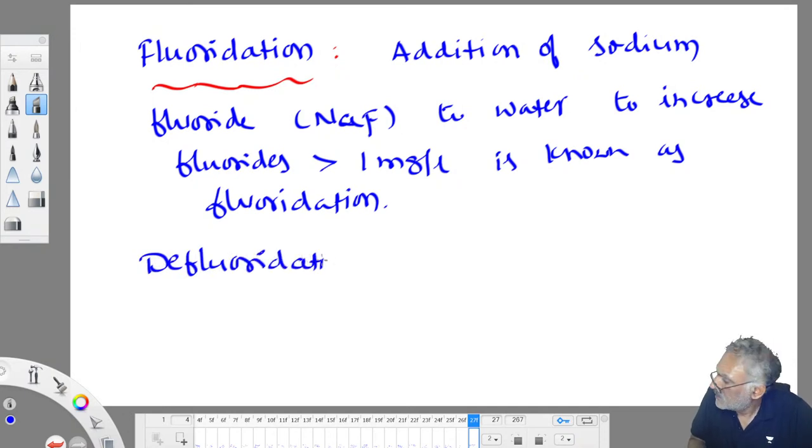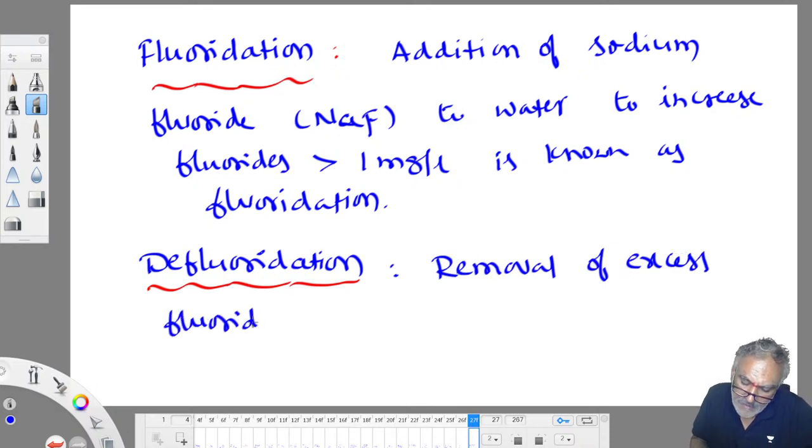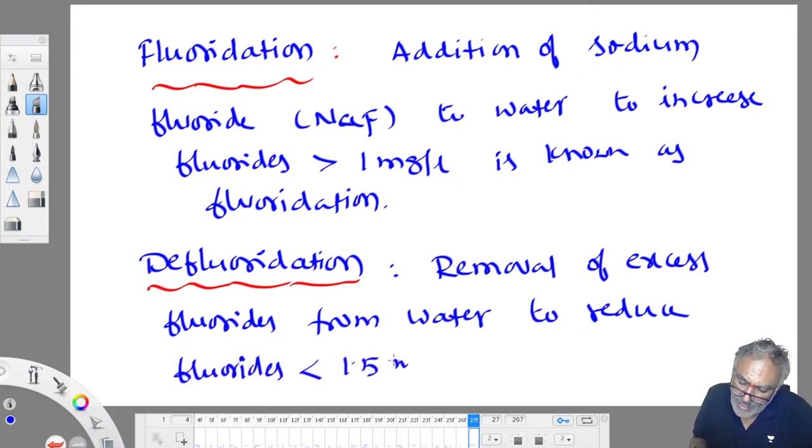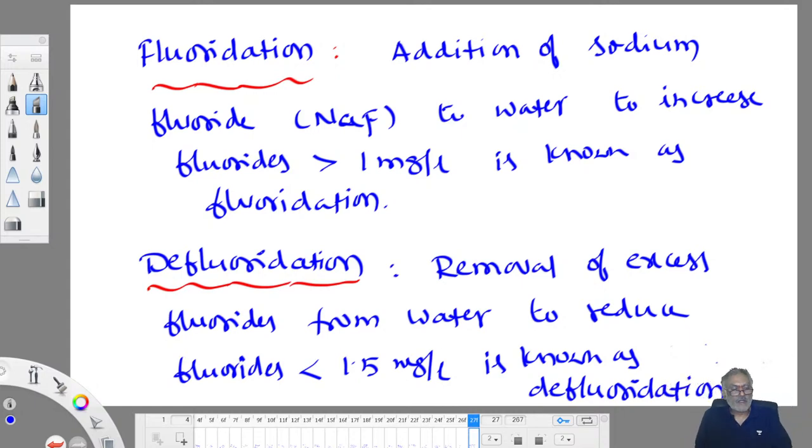Defluoridation. Removal of excess fluorides from water, to reduce fluoride concentration to less than 1.5 milligram per liter, is known as defluoridation. Defluoridation is removal of fluorides. Fluoridation means addition of fluorides. Understood? Removal of fluorides is called defluoridation. Addition of fluorides is called fluoridation.